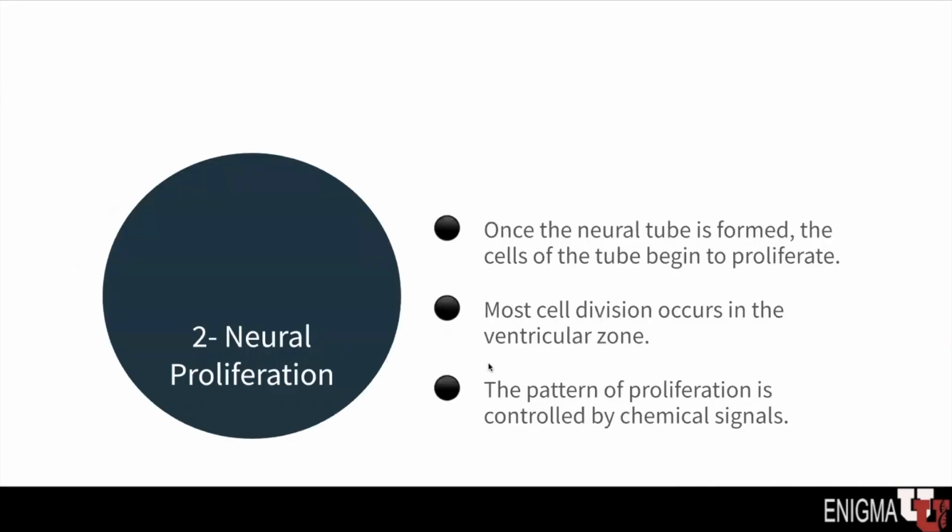So once this neural tube has formed, the cells of the tube then begin to proliferate. They tend to multiply. And most of this cell division occurs in the ventricular zone, so near the ventricles. And the pattern of this proliferation is controlled by chemical signals.